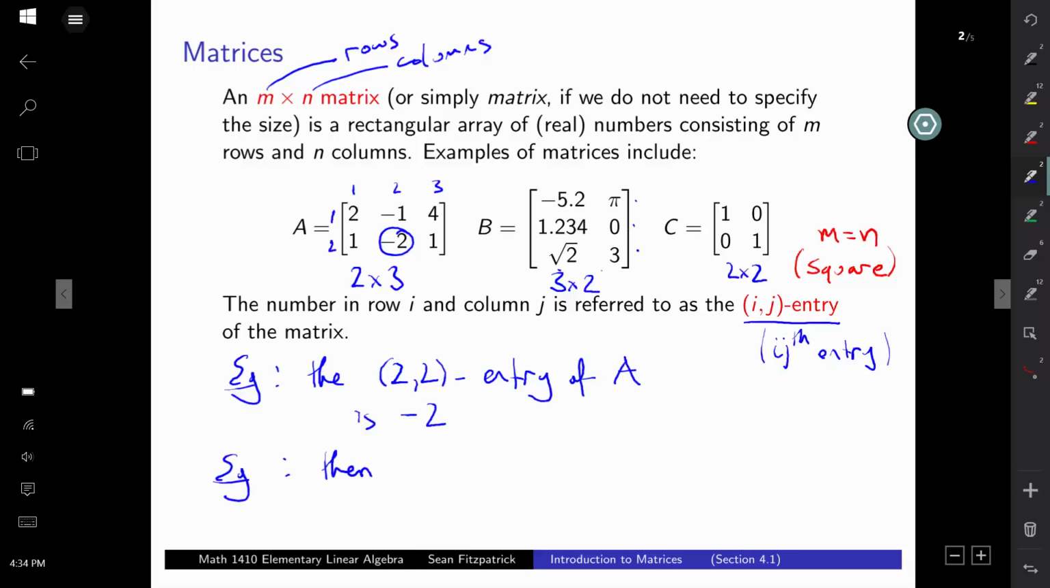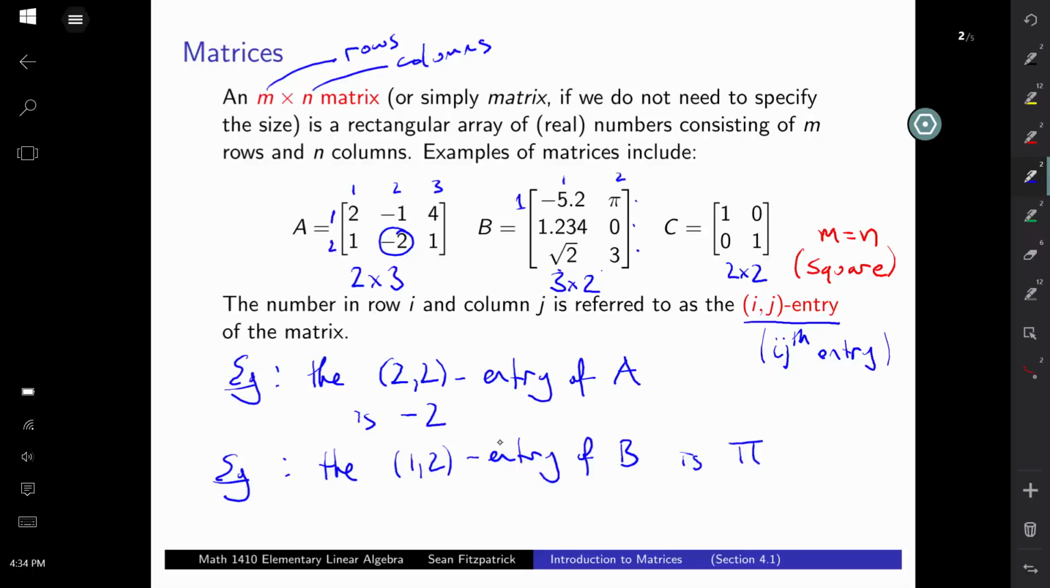Okay, and if I wanted to know what is the 1,2 entry of B, well, let's see, I go row 1, column 2, and there's a pi sitting there. So the 1,2 entry of B is pi.